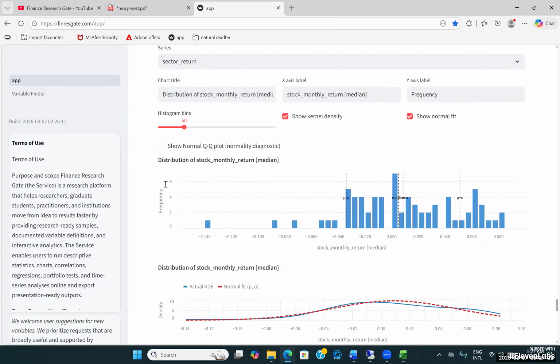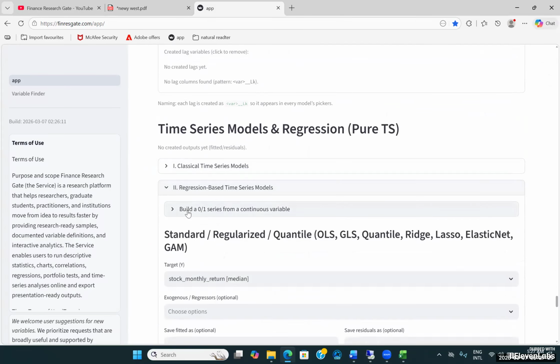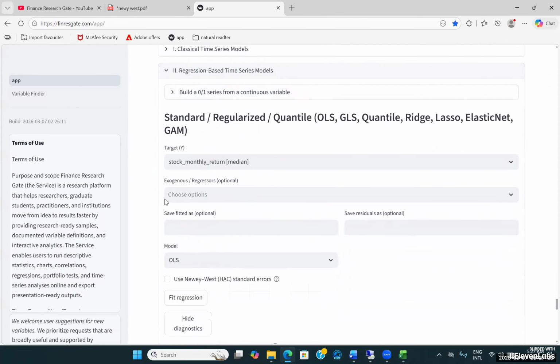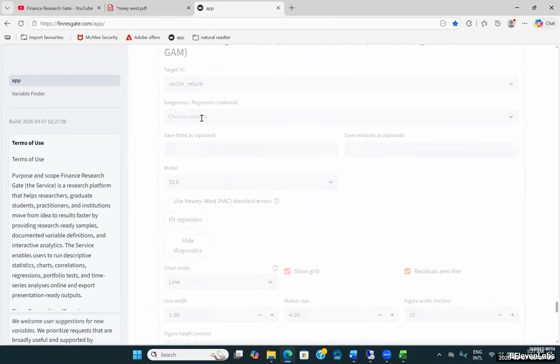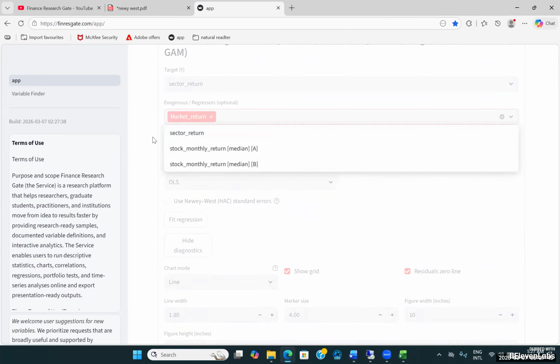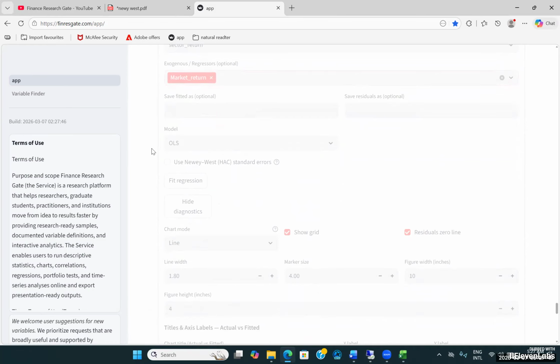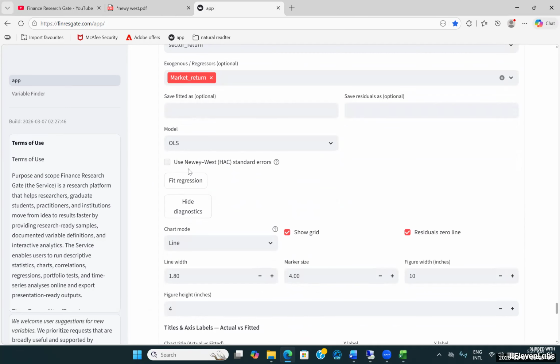So what we need to do first is simply scroll down the page a little bit. From the various available options presented to us, we then choose the regression-based time series model. And then for the dependent variable, which is commonly referred to as the Y variable, we must carefully make our selection. The sector's overall return. We want to explain this using the market return. And let's initially run the regression without the Newey-West adjustment we previously discussed. Following that, we will then fit the regression model.